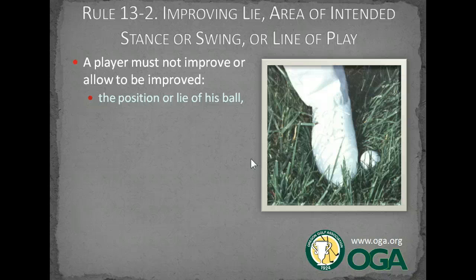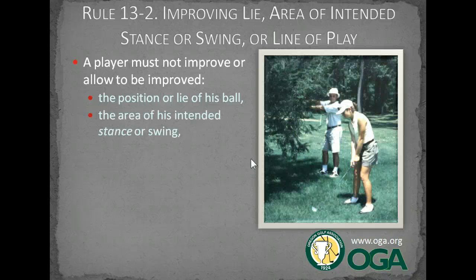You cannot improve or allow to be improved the position or lie of the ball. So this player is stepping down grass behind and it's improving the lie. The area of his intended stance or swing. So this would be an example of this player allowing the caddy or another player to improve the area of an intended swing. That's not okay.